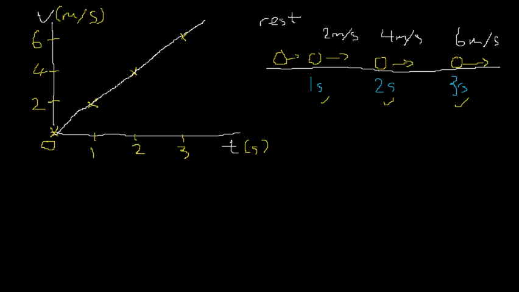So that's simple enough for plotting the graph. Now, if I want to find the distance covered during this 3 seconds, that's more tricky than before because the speed keeps increasing. I can't just take any of this speed. I can't take 2 or 4 or 6 and multiply by the time. So what I have to do is a little bit more tricky.